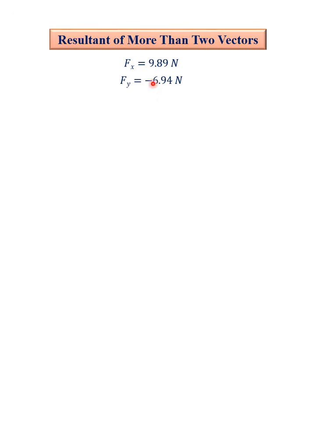So these are the forces we have. The horizontal force 9.98 Newton. The vertical force is minus 6.94 Newton. So let's draw this in the vertical and horizontal direction only. So we have the horizontal force 9.89 Newton. It is positive, so we drew it to the right. This is negative, so we drew it downward, 6.94. And this becomes the resultant arrow that we are looking for.